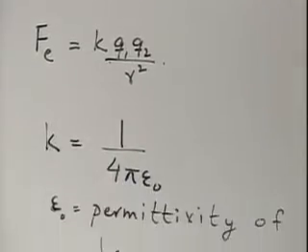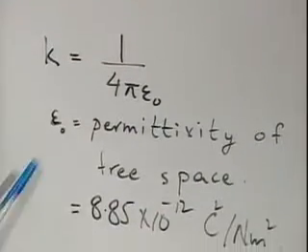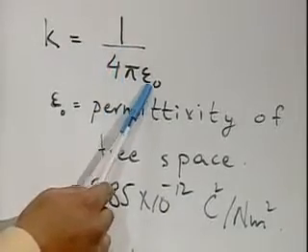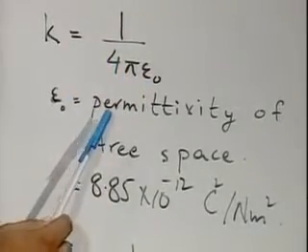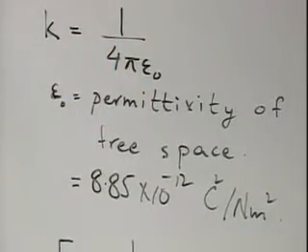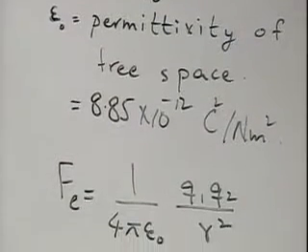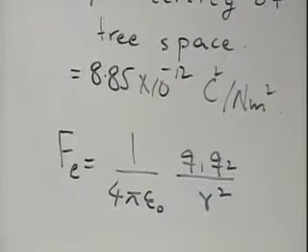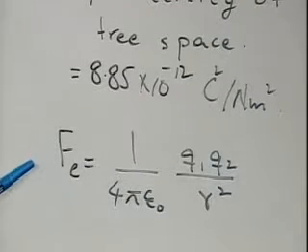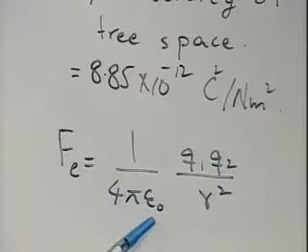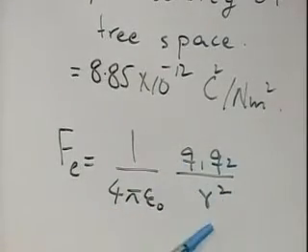This k is expressed in terms of another constant epsilon naught, and k is equal to 1 over 4 pi epsilon naught. Epsilon naught is called the permittivity of free space, and it has a value of 8.85 into 10 raised to power minus 12 Coulomb square per Newton meter square. Now Coulomb's law is most commonly expressed in this form, which says Fe is equal to 1 over 4 pi epsilon naught q1 q2 over r square.